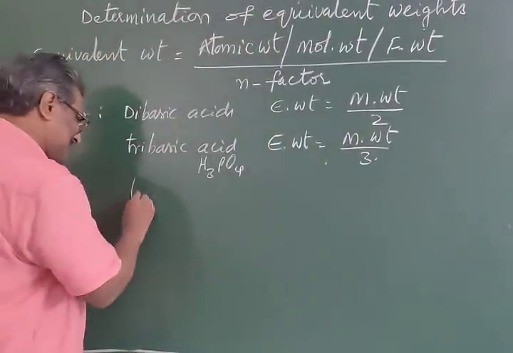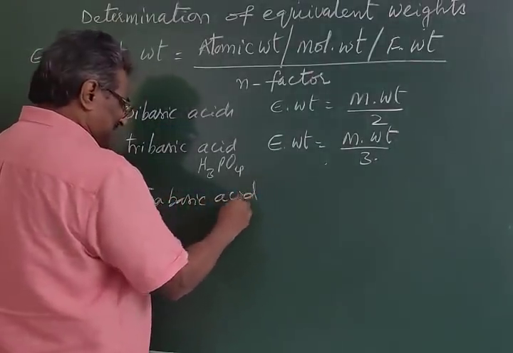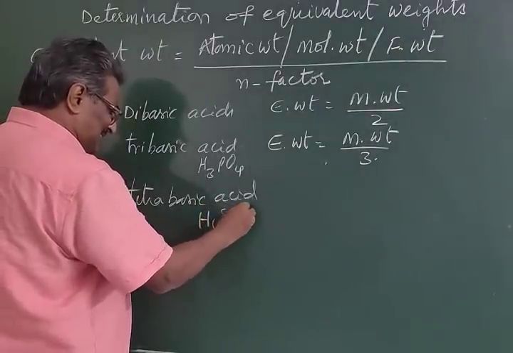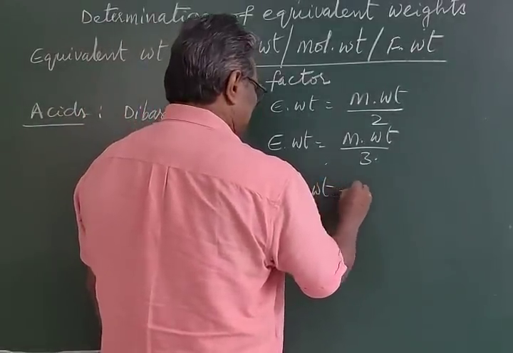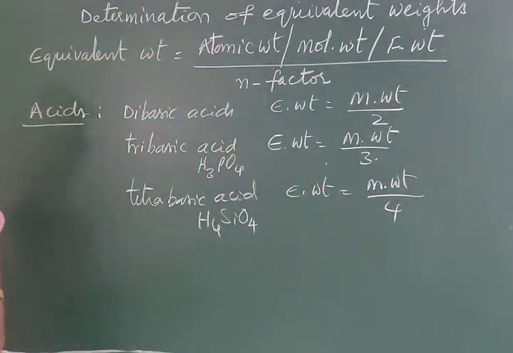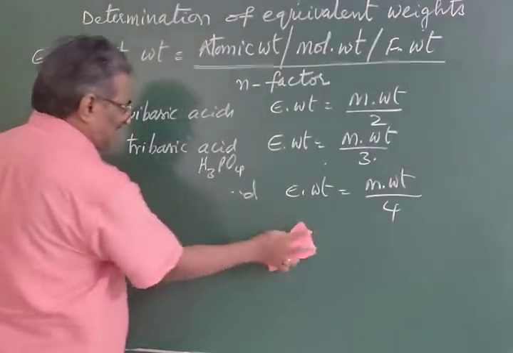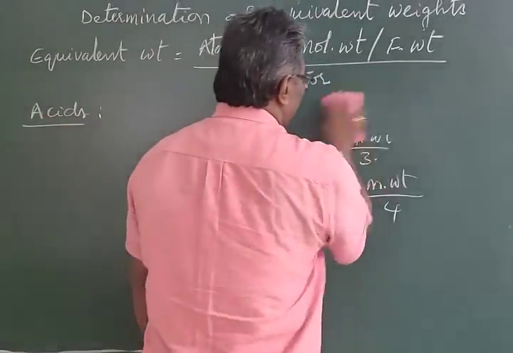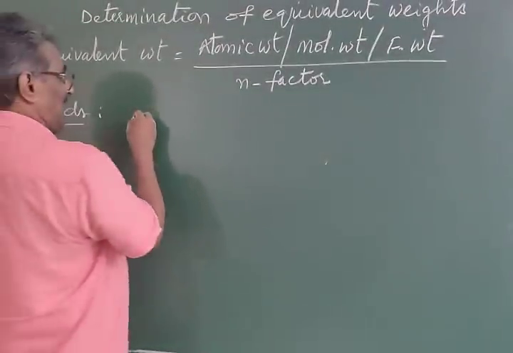For tetrabasic acids like silicic acid, H4SiO4, equivalent weight is equal to molecular weight by 4. For silicic acid, a tetrabasic acid, N factor is 4. For tribasic acid, N factor is 3. For dibasic acids, N factor is 2. So we can write that equivalent weight is equal to molecular weight by basicity of the acid.